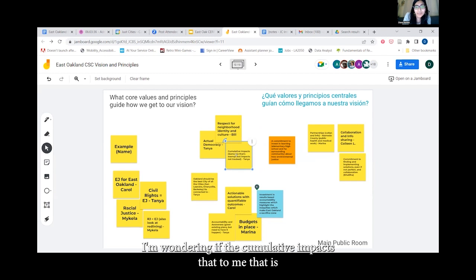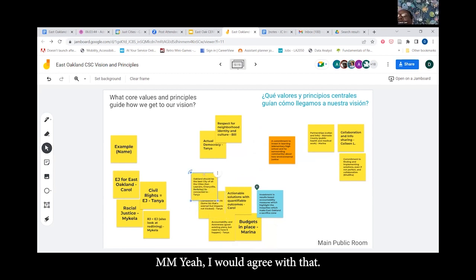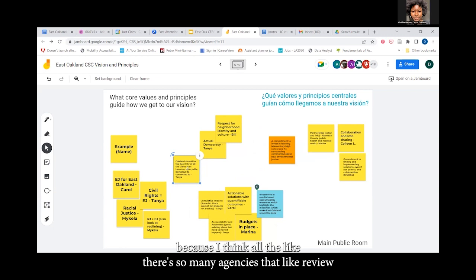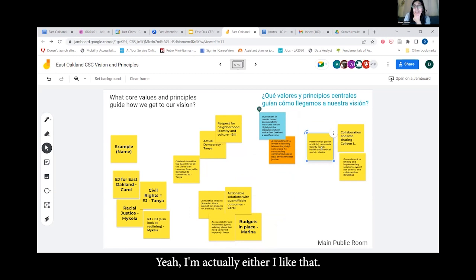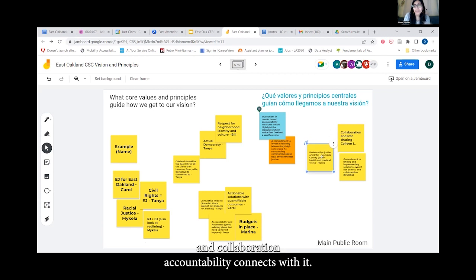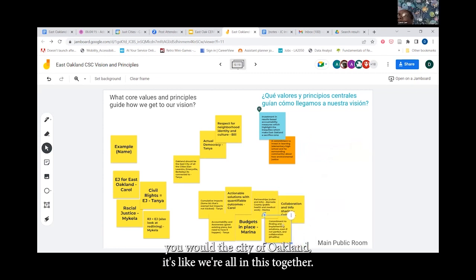I'm wondering if for cumulative impacts, that to me sounds like it's more going towards accountability. Yeah, I would agree with that. I could see that in accountability, or even the partnerships, because there are so many different agencies that review permit stuff that maybe looking at it all together would be more helpful. I'm also wondering if, because all the partnerships and collaboration connect with accountability, it's like the way Colleen was sharing about the port and the city of Oakland, that we're all in this together.